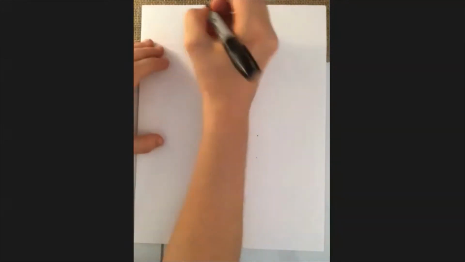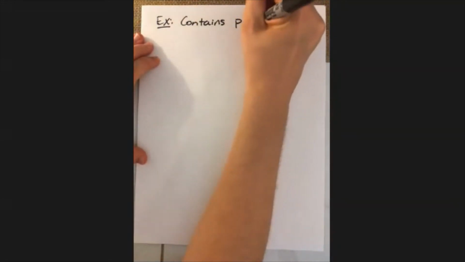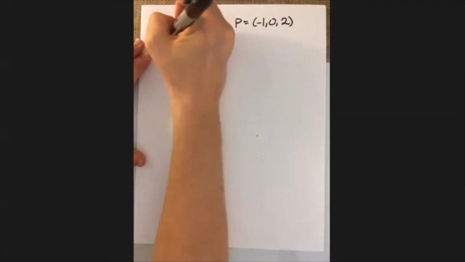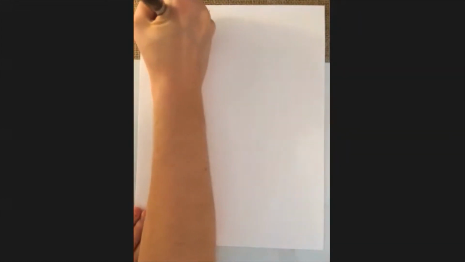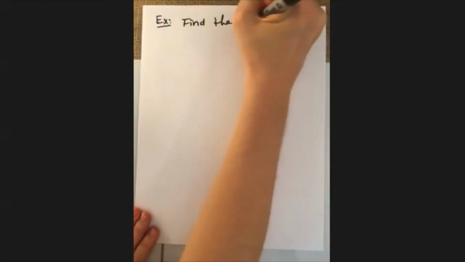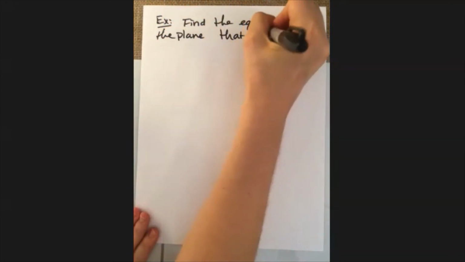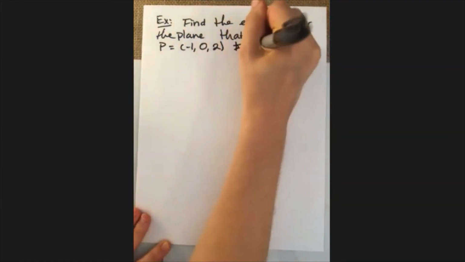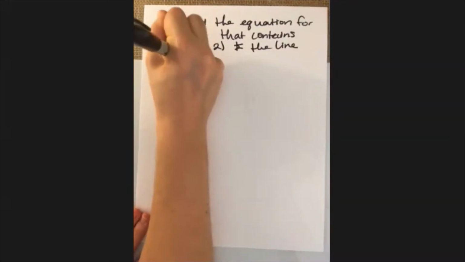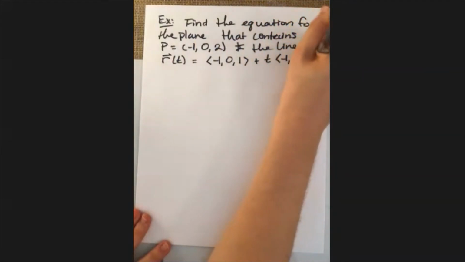So for our next example, we want to find the equation for the plane that contains the point P equals (-1, 0, 2), and the line r(t) is equal to (-1, 0, 1) plus t times (-1, -1, -1).